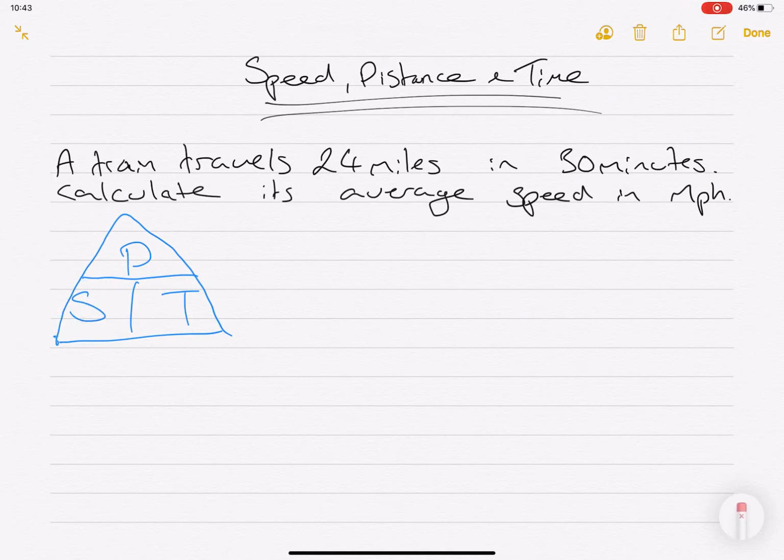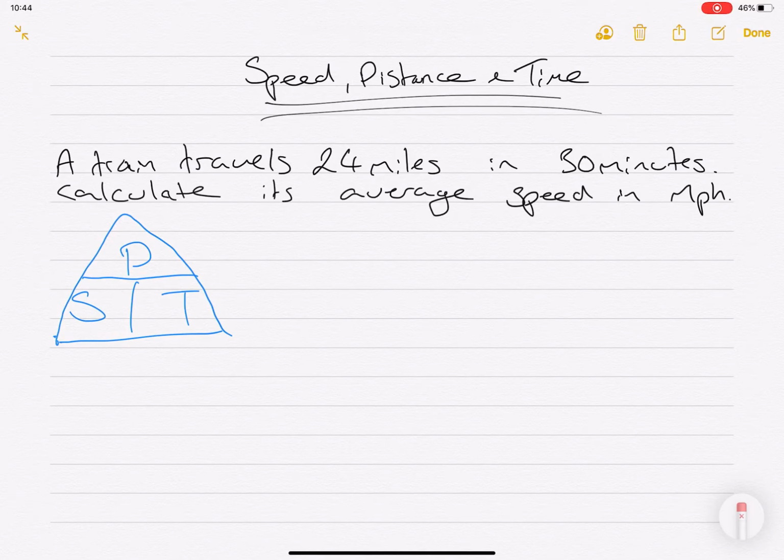If we were looking for, say, distance, we'll cover that up, and therefore we need to use speed and time. And now, since they're next to each other, we multiply those two values in order to find distance. So this is our speed, distance, time triangle. And we're going to apply it here to one of our questions.